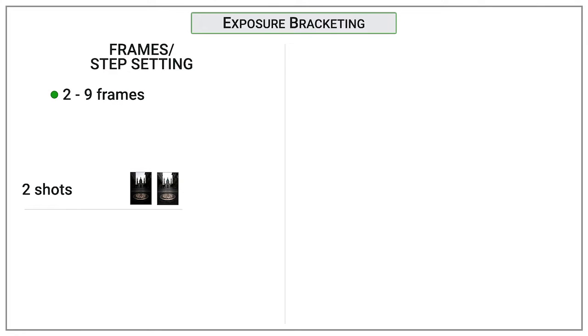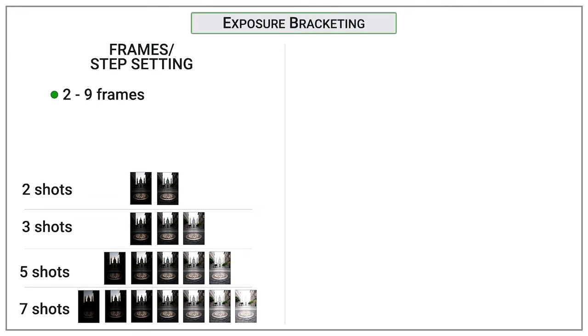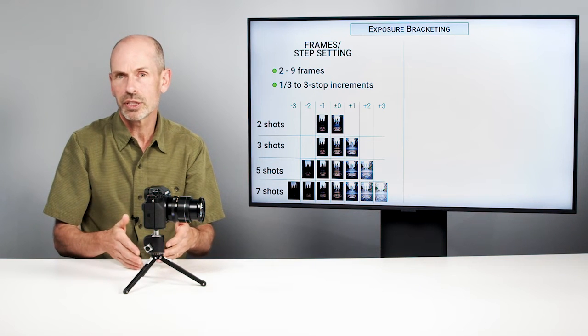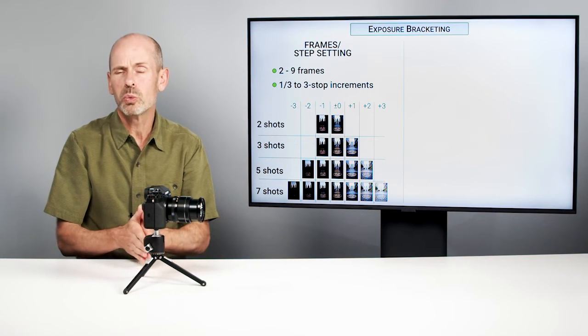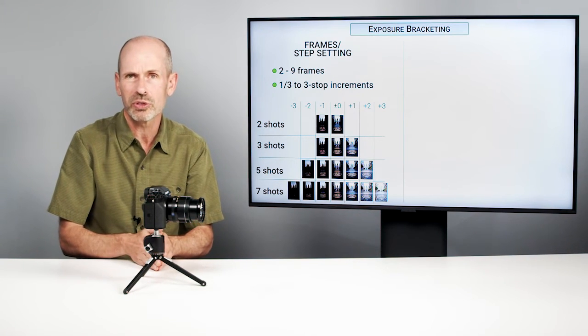So when you get in here, you can shoot anywhere from 2 to 9 frames, depending on how wide of a latitude of range you're wanting to cover. You can also cover different exposure increments. You can go from a third stop, which is a very small adjustment, one image to the next, all the way up to 3 stops between the images. Most people doing a traditional bracket would do 1 full stop. There's a nice notable bit of difference between 1 full stop.